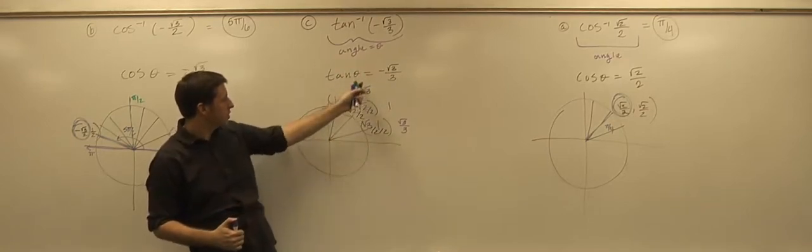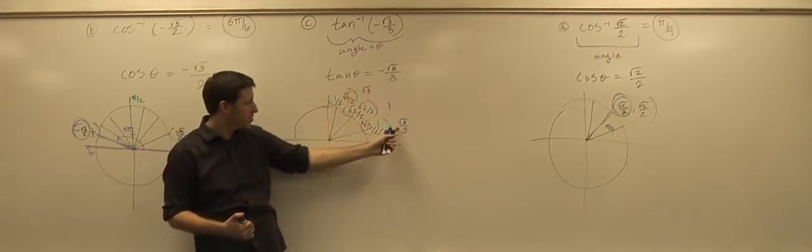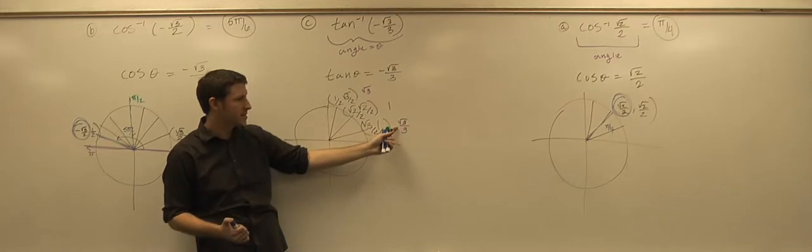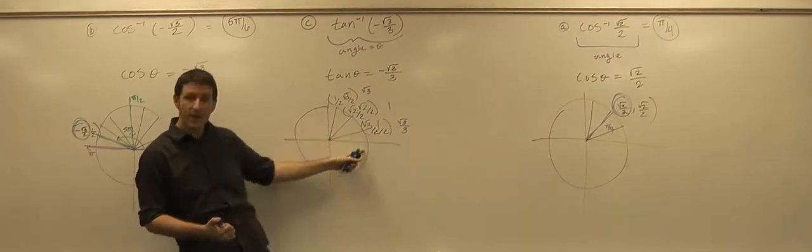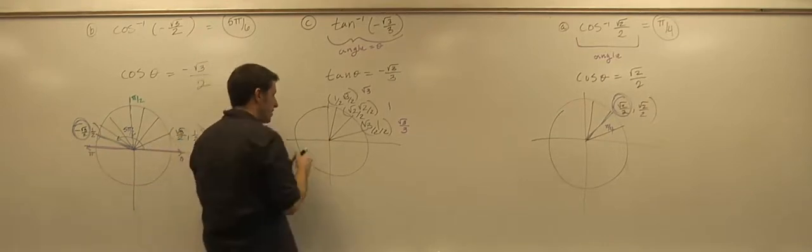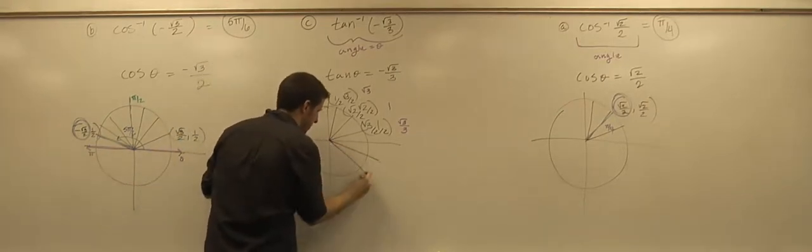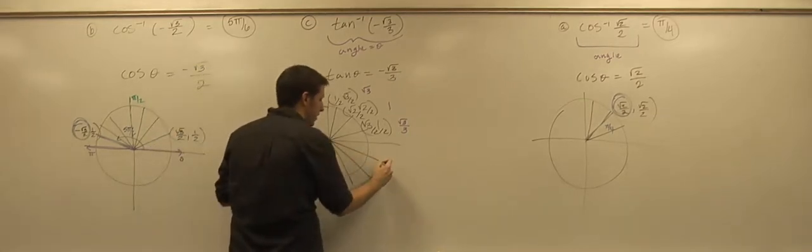So this is almost good, because I want tangent of theta equal to negative root 3 over 3, and I have positive root 3 over 3. What do you think I'm going to have to do to make this negative? Which way do I want to go? Keep going this way? Let's go down. So if I go down into the fourth quadrant, tangent will be negative root 3 over 3 here.